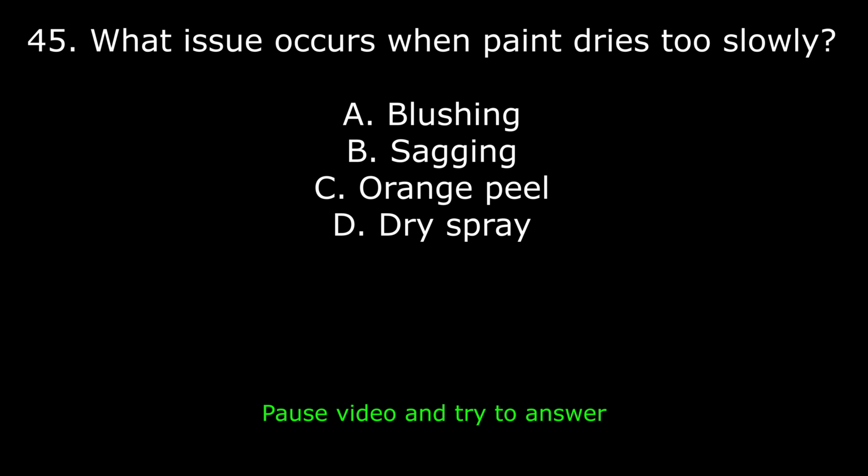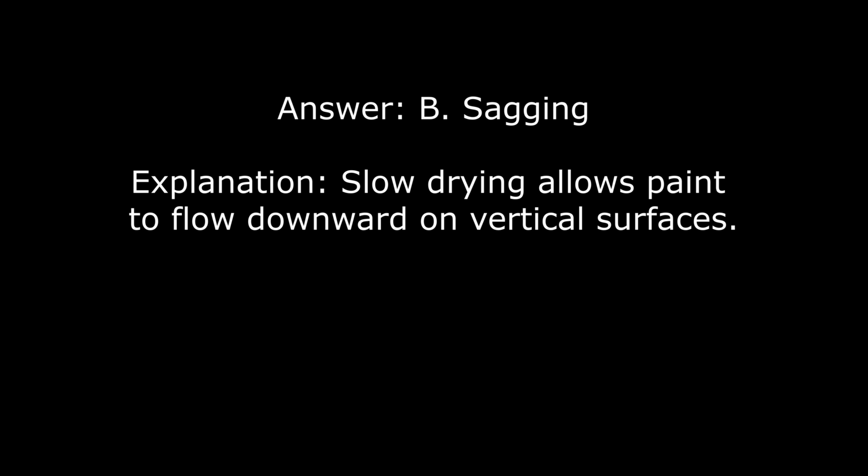45. What issue occurs when paint dries too slowly? A. Blushing. B. Sagging. C. Orange peel. D. Dry spray. Answer B. Sagging. Explanation. Slow drying allows paint to flow downward on vertical surfaces.